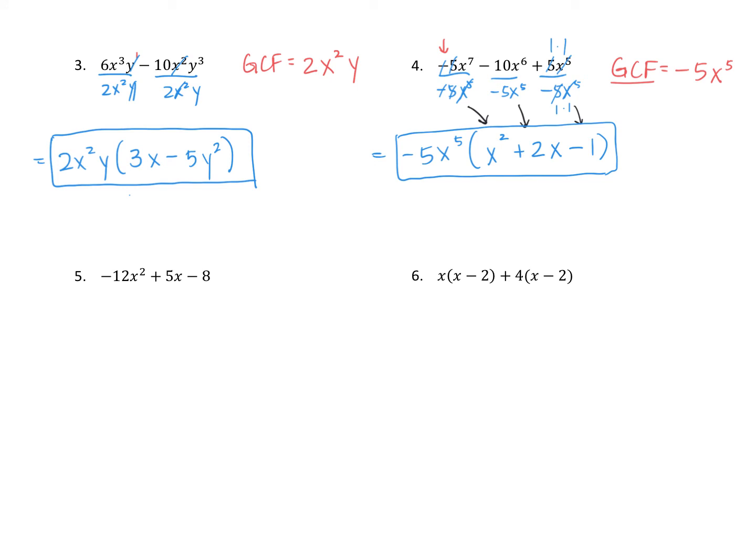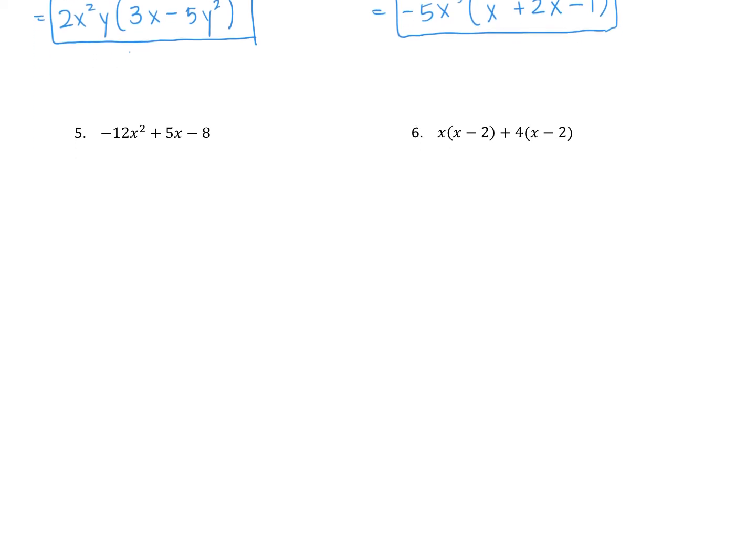So there's my answer. So again, the red is just stating the GCF. The blue is the process of factoring out the GCF. And what that means is divide out the GCF. All right, the last 2 examples. So number 5, GCF.